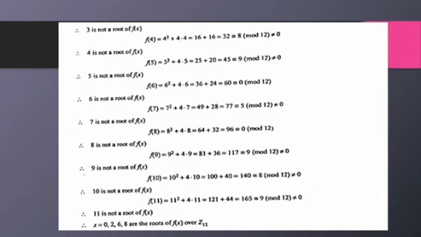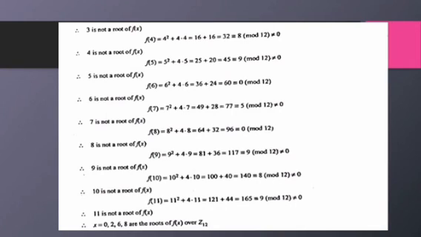Similar way, f of 6. Likewise, you just keep substituting each number, getting the value, and dividing it by 12. Divided by 12, how many times over here? So dividing, you're getting a remainder of 5. 96 is perfectly divisible. 117 will not be divisible by 12.